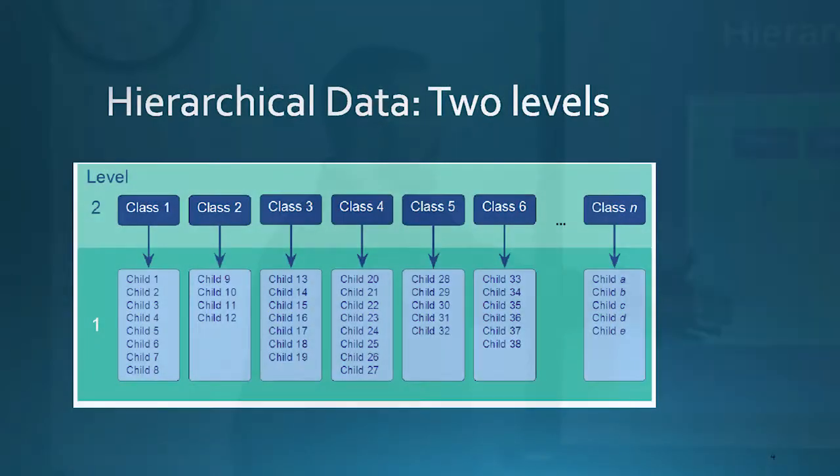So here's a quick example of a 2-level set. You have classroom 1, 2, 3, all the way up to class N, and then their students are clustered within those classrooms, right? So one class has 8 students, the next one has 4, right? So there's variability among all these students, that's the student level variance. And then there's variability between these classrooms, which is the classroom level variability.